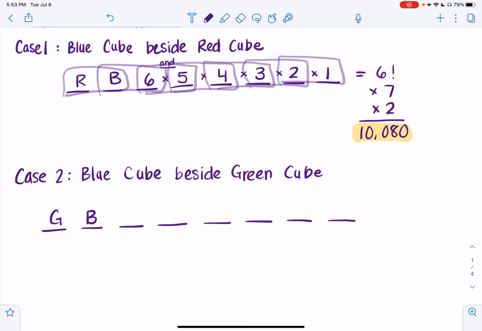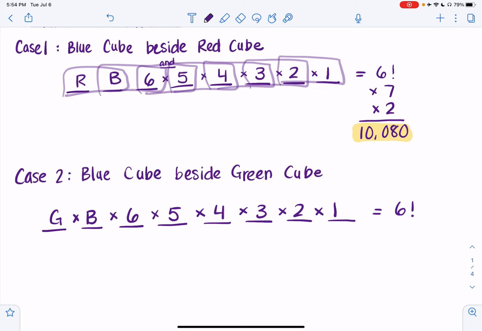Now, because I've used up 2 cubes, I've already accounted for their spots. I only have 6 other cubes to use. So 6 options for the third cube. Then I've already used that cube, so I only have 5 cubes left. 4 cubes, 3, 2, 1. Because I require a first cube and a second cube and a third cube and a fourth cube, etc., I multiply. And that will give me 6 factorial.